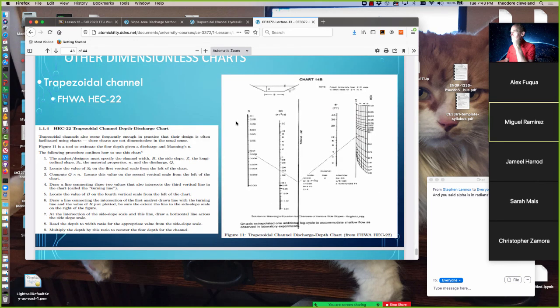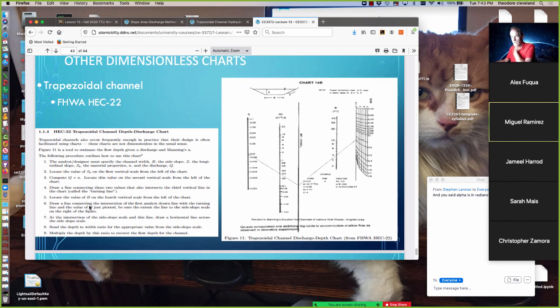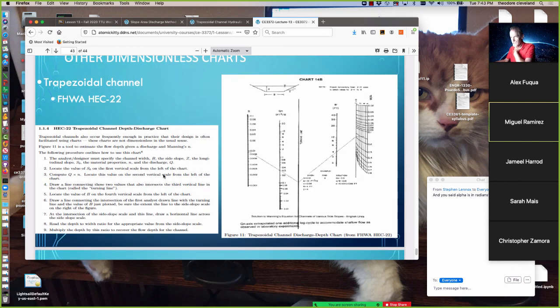There's also dimensionless charts for trapezoidal channels, and here's an example from FHWA HEC 22, and it has a description on how to use the chart. We have to specify channel width, side slope, longitudinal slope, material properties, and discharge. We locate the value of longitudinal slope on the chart. Then we compute the product of discharge times Manning's n. Find that point. We join those 2 points with a line.